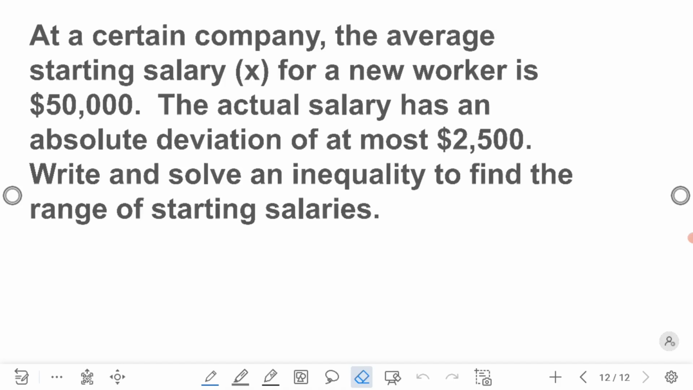Okay, if you remember when we were doing absolute value equations, we talked about these type of problems. We always had the absolute value of X minus something, and the number that goes there was the average or the middle number. So if we're looking back at our problem here, it says the average starting salary is $50,000. So 50,000 would go there.